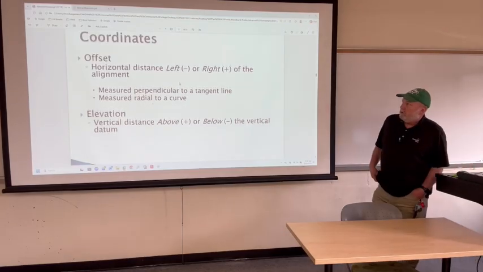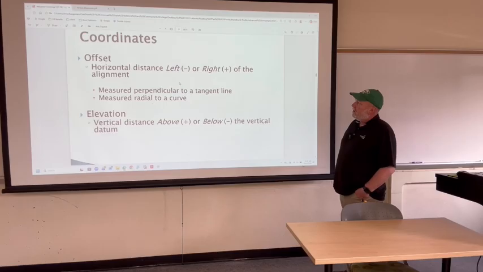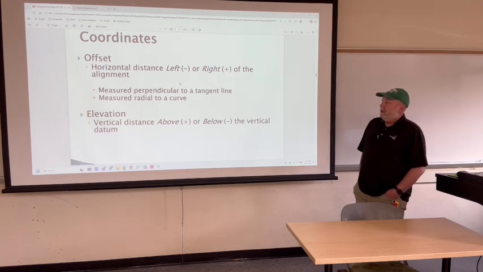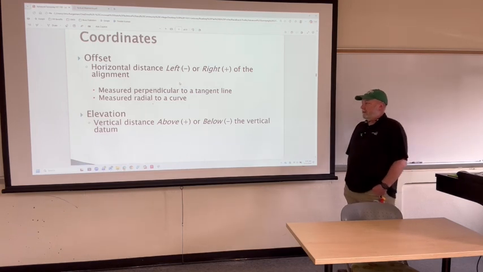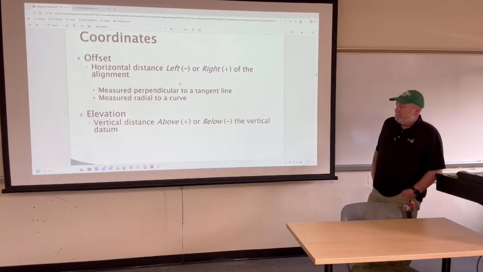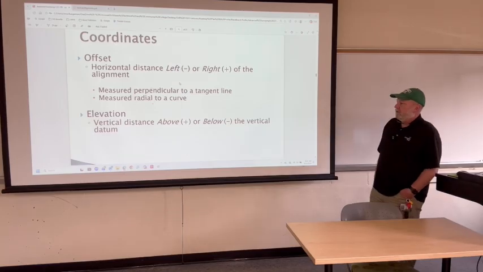Again, real quick, horizontal distances to the left would be considered negative, or positive to the right of the alignment, for your offsets. They are measured perpendicular to a tangent line and radial to a curved line. Elevations are vertical distances above, considered positive, or below, considered negative, the vertical datum.